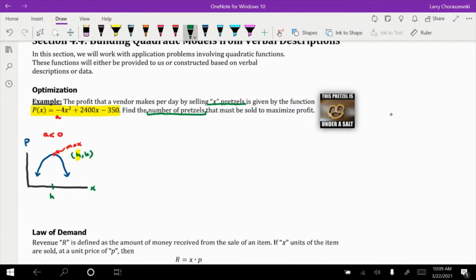All right, so to answer this question, we'll use the formula negative b over 2a. Our value of b is 2400. So that's negative 2400 all over 2 times negative 4. If you punch this into your calculator, make sure to use an extra set of parentheses, because what you should get for our answer is 300 pretzels.